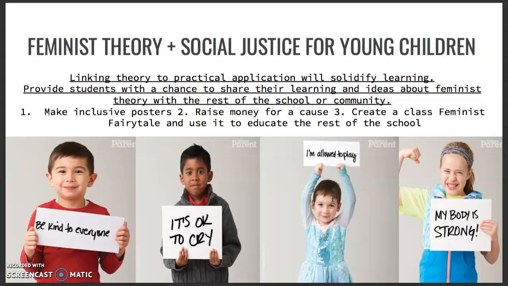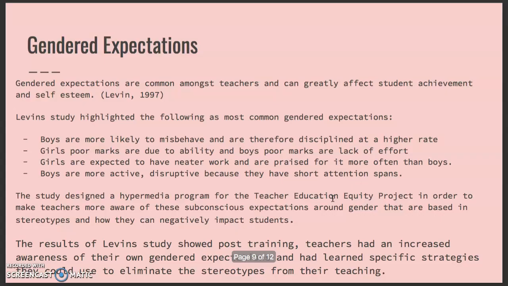and placing them around our school. Number 2, you could raise money for a cause. Number 3, you could create a class feminist fairy tale and then use it to educate the rest of the school by going and presenting it to other grades. And this is something that's super easy, fun, it gets everyone involved, and I could definitely see myself using that next year.